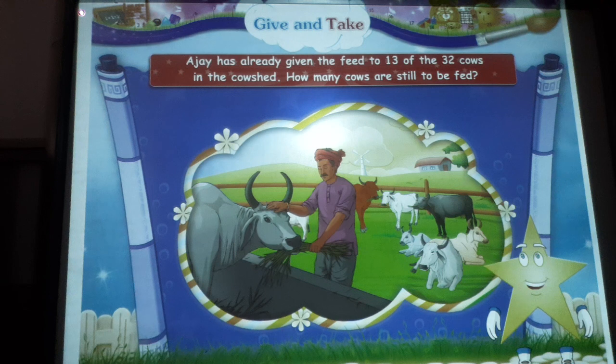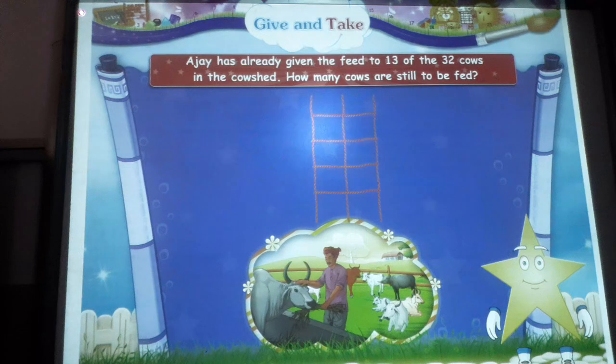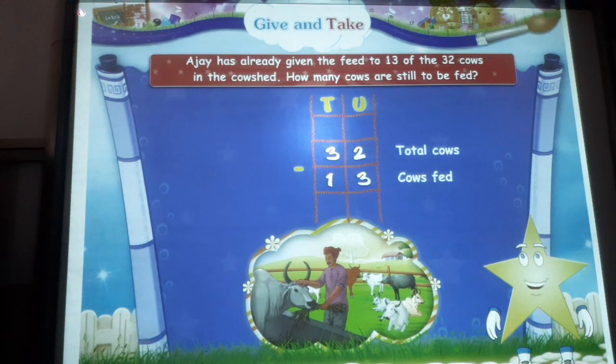Ajay has already given the feed to 13 of the 32 cows in the cow shed. How many cows are still to be fed? Subtract 13 from 32. 2 minus 3 cannot be done. So untie 1 ten from 3 tens of 32, we get 2 tens and 12 units.